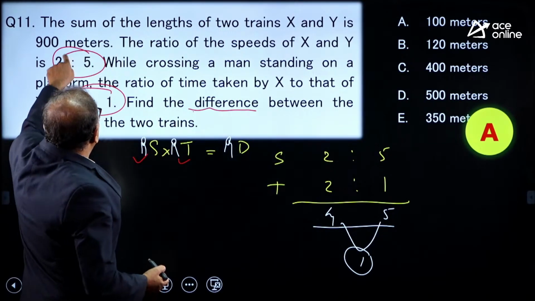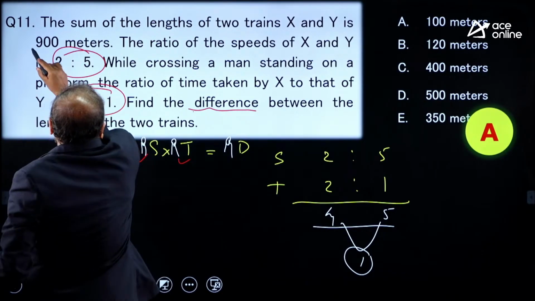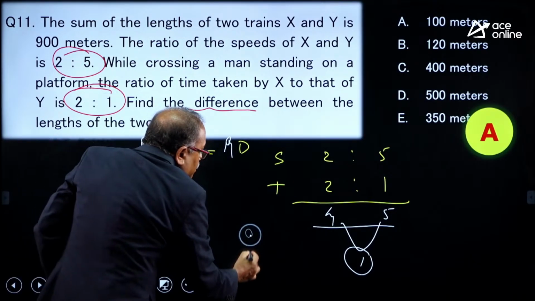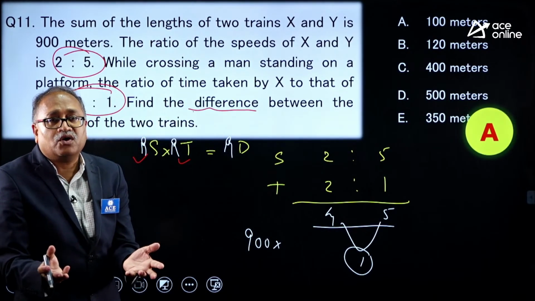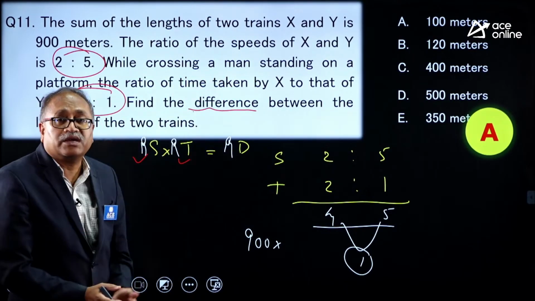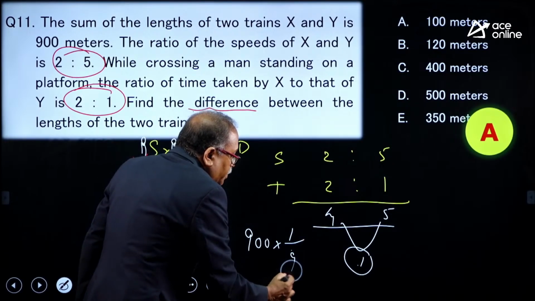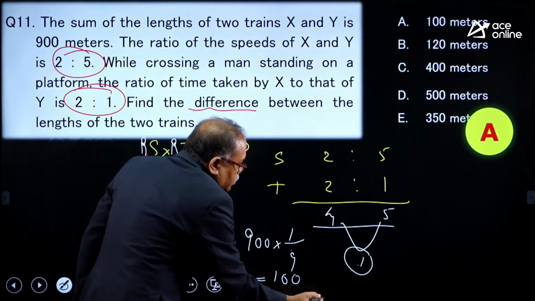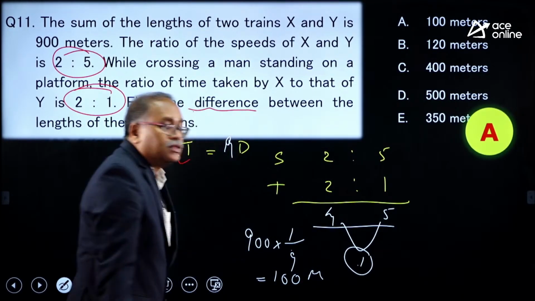So, total distance is given to us, which is 900. I think somewhere I read this is 900, so let us take this 900. I need the difference between the distance of the first one and the second one. So, I need 1 part out of 9 parts. 1 part out of 9 parts gives you 100. So, the difference between these 2 trains' length is 100 meter.